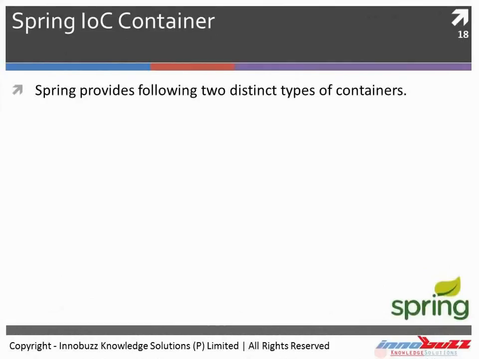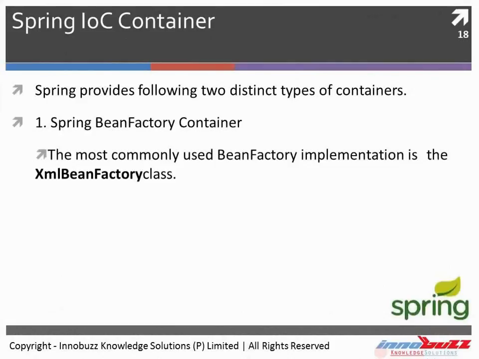Spring provides two distinct types of containers. Spring Bean Factory container. This container is the simplest container providing basic support for dependency injection, and it is defined inside the org.springframework.beans.factory.BeanFactory interface. The BeanFactory and related interfaces such as BeanFactoryAware, InitializingBean, DisposableBean are still present in Spring for the purposes of backward compatibility with a large number of third-party frameworks that integrate with Spring. So the most commonly used BeanFactory implementation is the XmlBeanFactory class. This container reads the configuration metadata from the XML file and uses it to create a fully configured system or application.